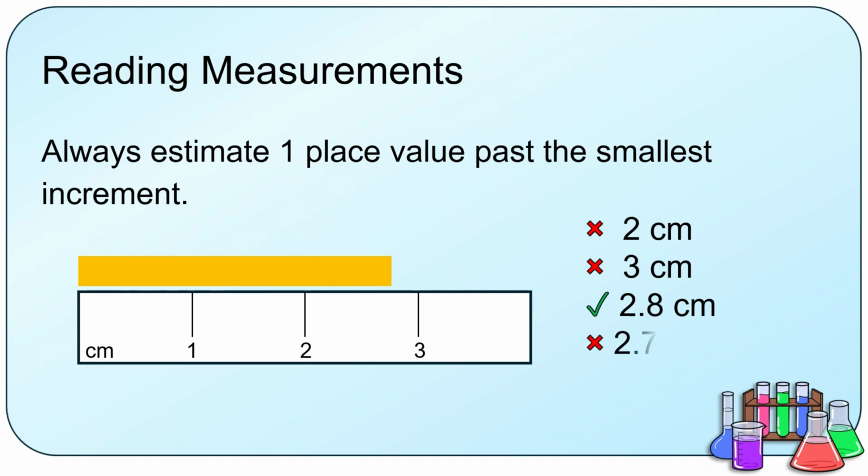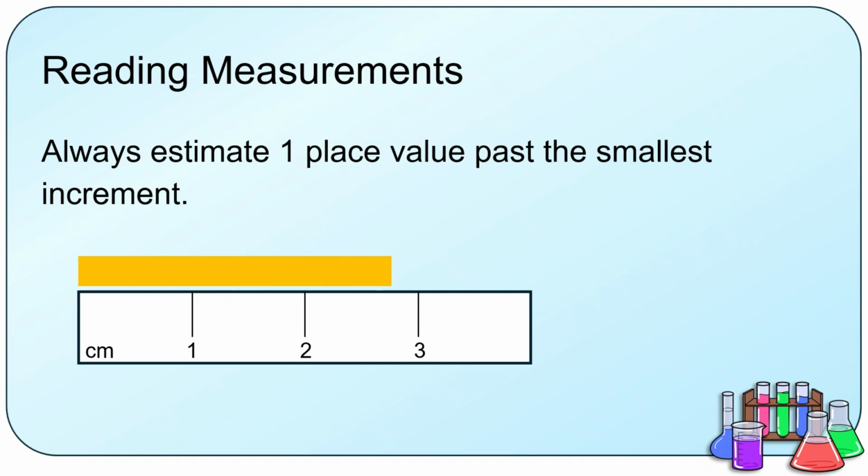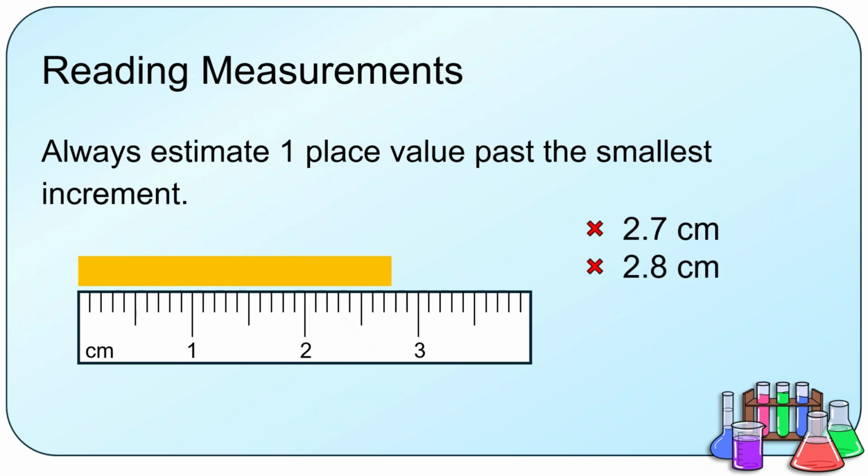However, don't have too many decimal places. It would be wrong to report this as 2.754 because our eyes can't read things that precisely, so too many decimal places is unrealistic. Let's look at this other ruler. Its smallest increment is 0.1 centimeters, so it is more precise than that other ruler. This time, I would not record this length as 2.7 or 2.8 because the smaller increments let me see that the length is between 2.7 and 2.8. The correct way to record this is to estimate one more decimal place. I can record this as 2.75 or 2.76.